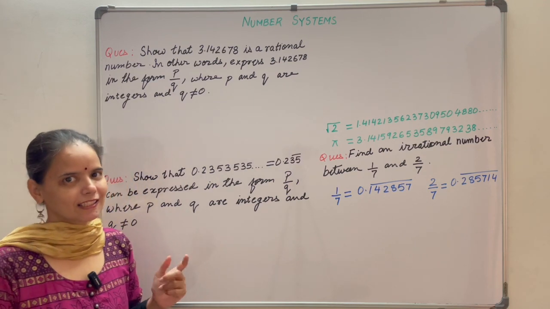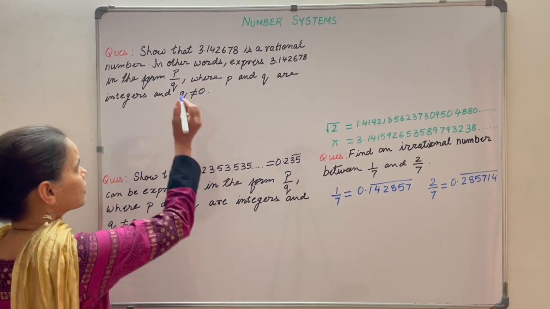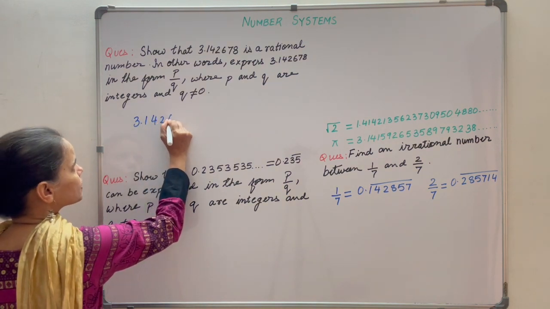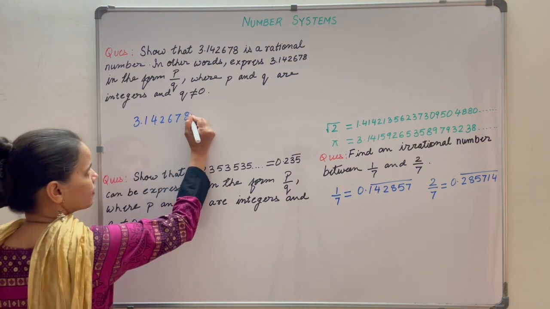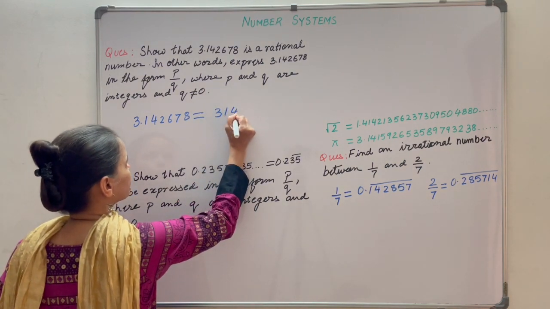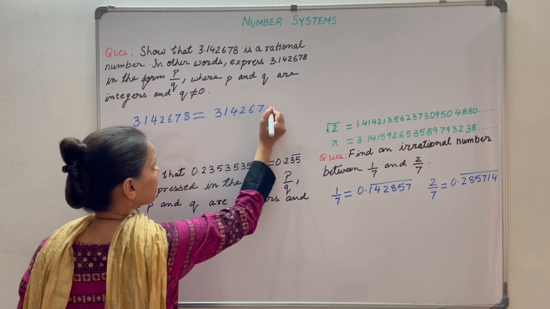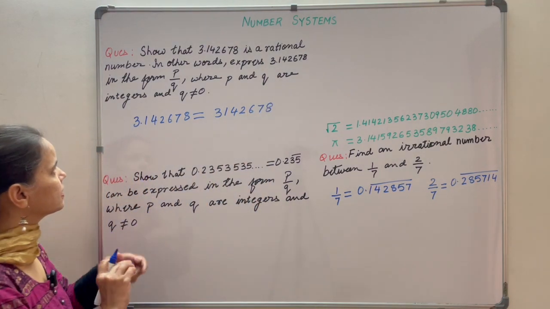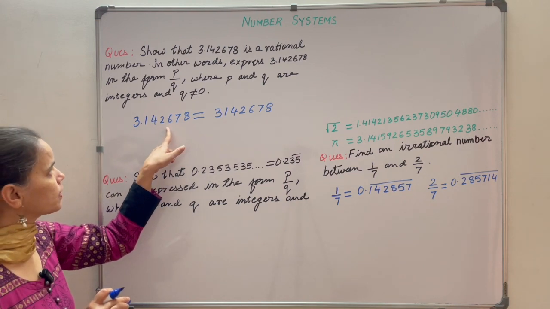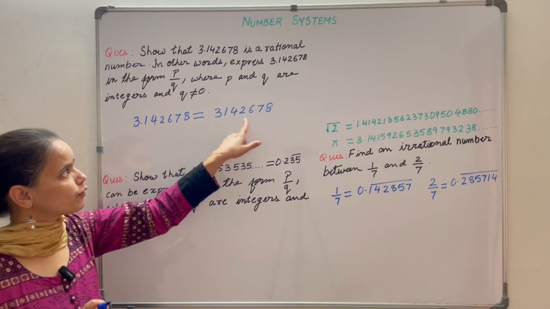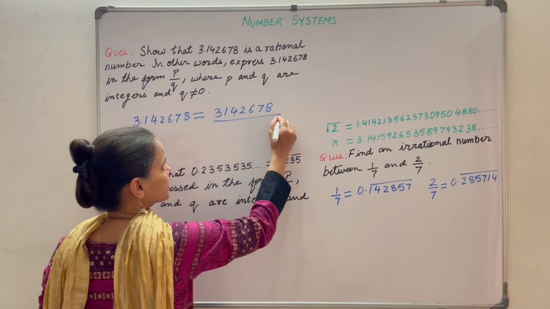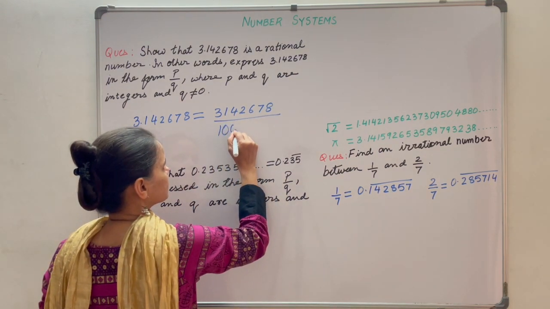To do that, it is very simple. Let us do it. So it is 3.142678. We can rewrite this as 3142678. You can clearly see here the decimal point is after how many digits? 1, 2, 3, 4, 5, 6. So we will divide this number by 10 lakhs. That means it has got 6 zeros.